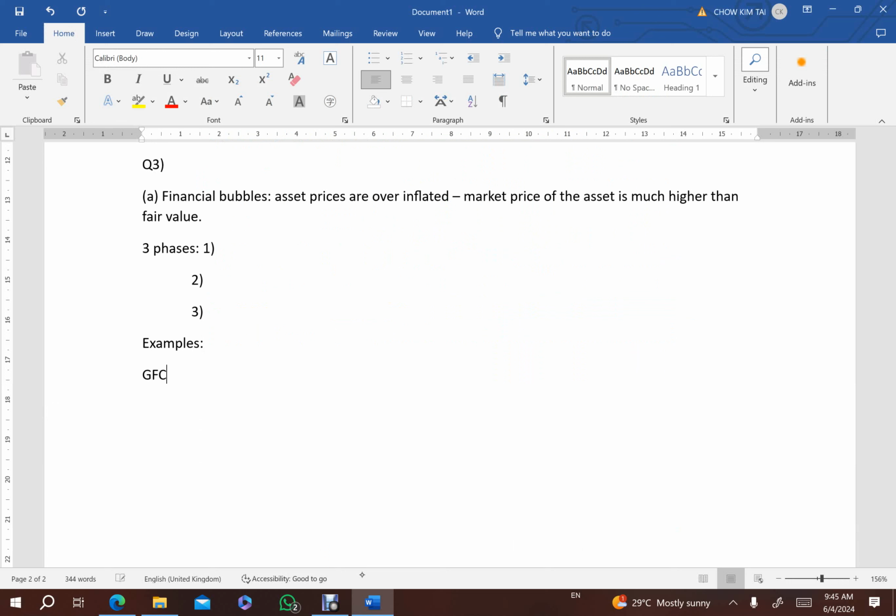Global financial crisis 2007, that the property price bubble. Okay, or the Asia financial crisis of 1997, yeah, that the Asia currencies bubble. Okay, or you can give the internet bubble, the bubbles in the internet company share, year 2000, yeah, like Amazon.com, like eBay's, okay.